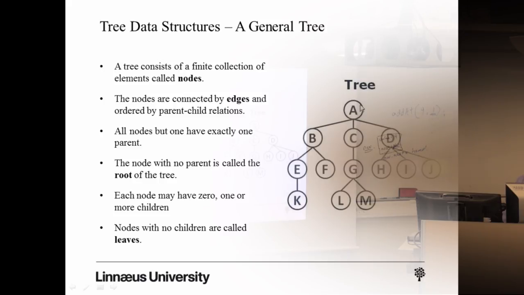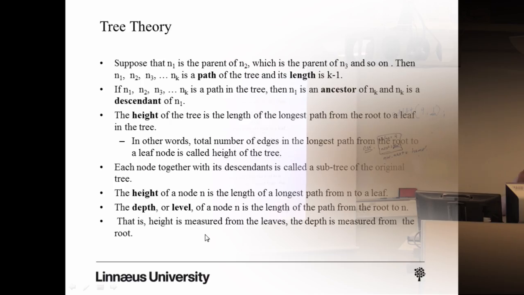For example, here node A has 3 immediate children, but B has only 2, and C has only 1. And K, L, and M don't have any children. The nodes without any children are known as leaf nodes. And there are also some other concepts.